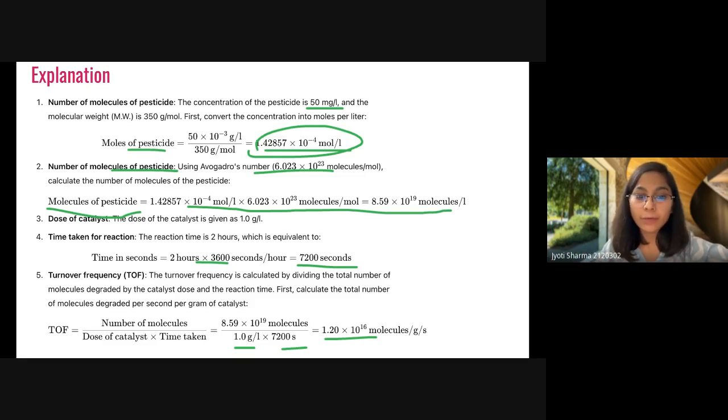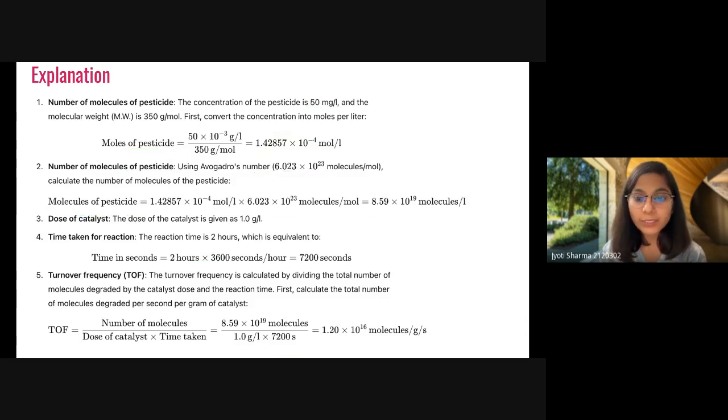So this is how we can calculate this TOF, that is the turnover frequency. So this is 1.20 × 10^16 molecules of the reactant per gram of the catalyst per second. So this is how we can calculate this. I think this is clear. So should we go to the next question?